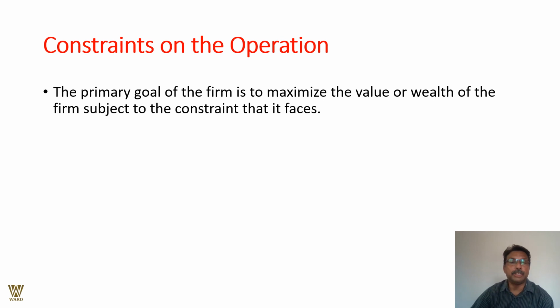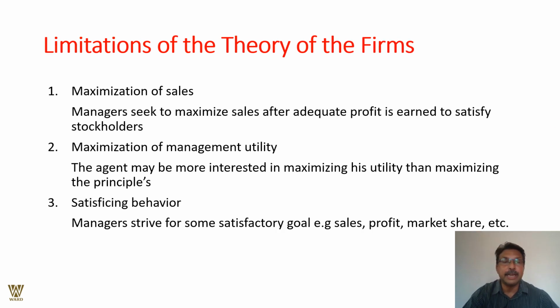The constraint on operation: the primary goal of a firm is to maximize the wealth, the value of the firm, subject to the constraints that it faces. And that is what we all strive to be. Let us understand the limitations of the theory of the firm. Maximization of sales: the manager seeks to maximize sales after adequate profit has been earned satisfactorily. Maximization of management utility: the agent may be more interested in maximizing his own utility than maximizing the principal's, perhaps. So satisfying behavior is what you're looking into.